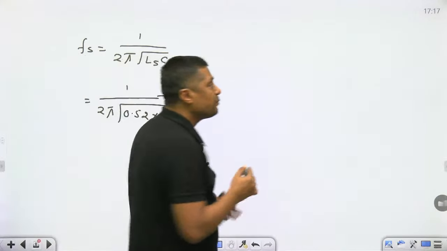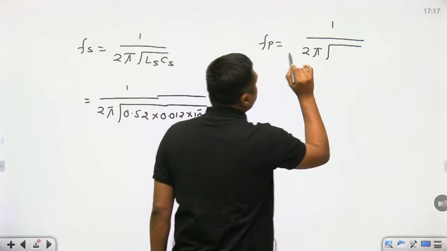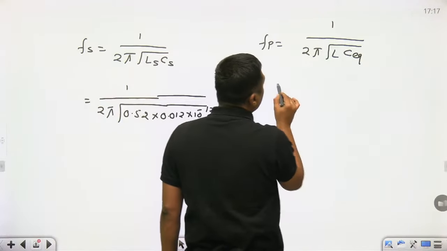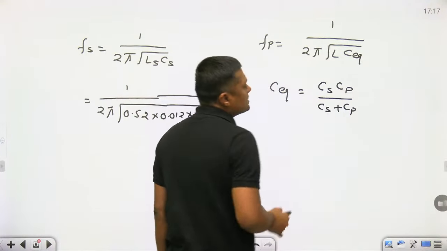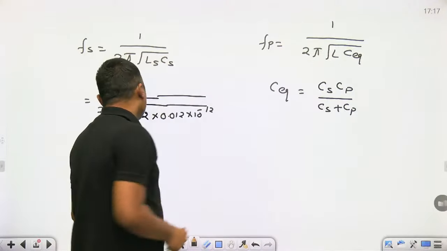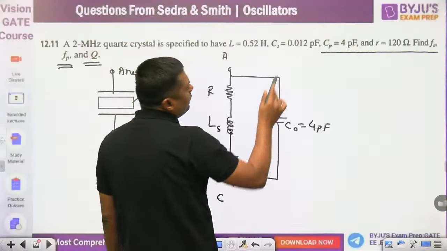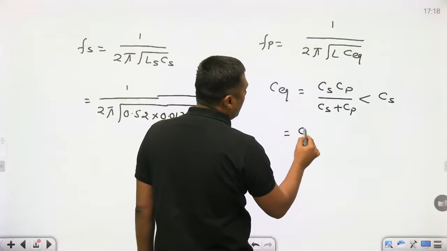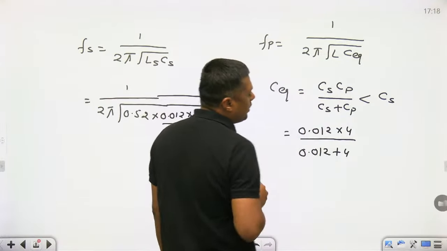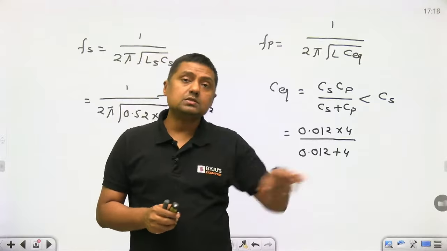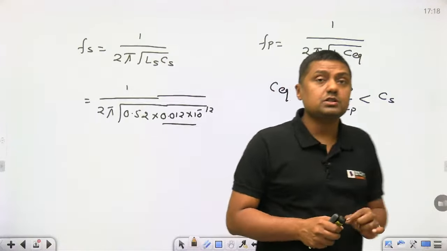Then what is FP? For FP we have 1 by 2 pi root over L C equivalent. Here the C equivalent is CS CP upon CS plus CP. And this C equivalent is less than CS. We have 4 picofarad in parallel with 0.012, so 0.012 into 4 upon 0.012 plus 4. So it is less than 0.012. You can find this value, put it here, and you will find FP, which is called the parallel resonance frequency.